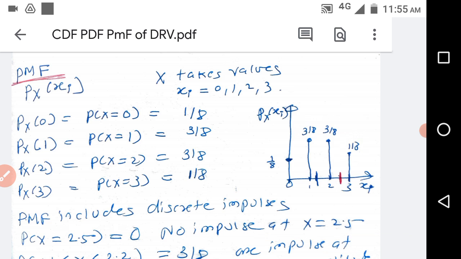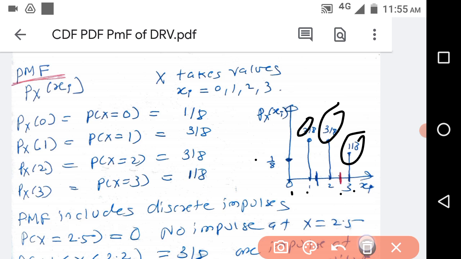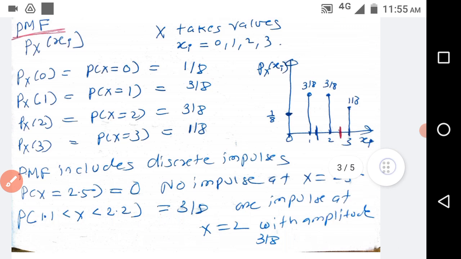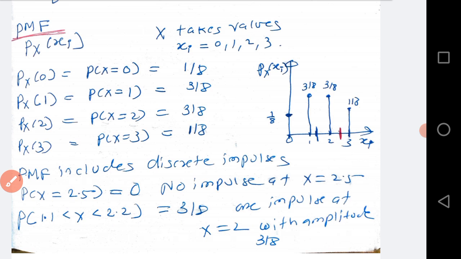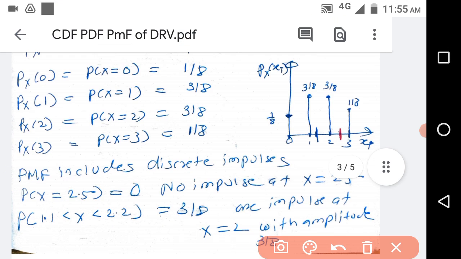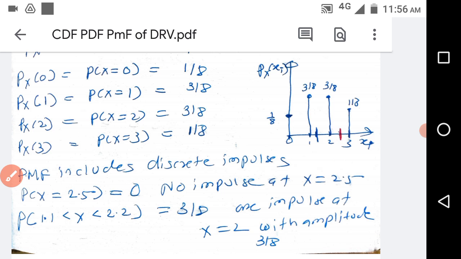So our intention is to find the probabilities with these graphs. Let us see how to find the probability at a point in case of the PMF. If you want to find the probability at x equal to 2.5, there is no discrete impulse there, that's why the probability is equal to 0. If there is an impulse at that point, then you will get the probability in case of the PMF.